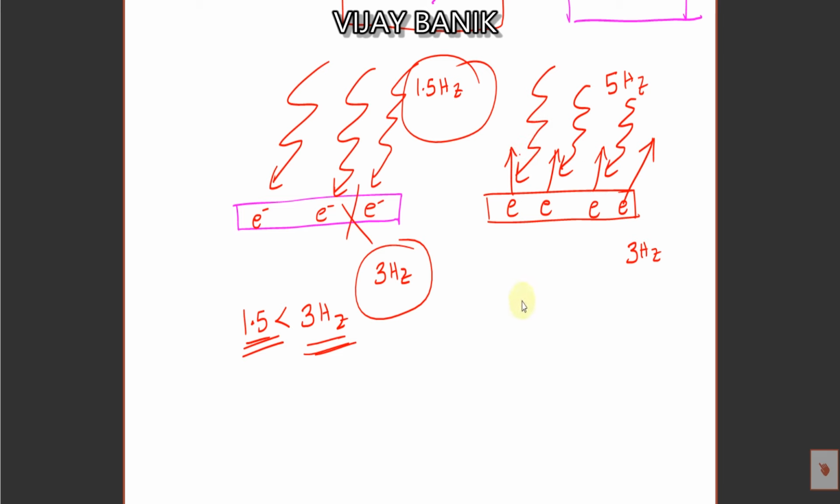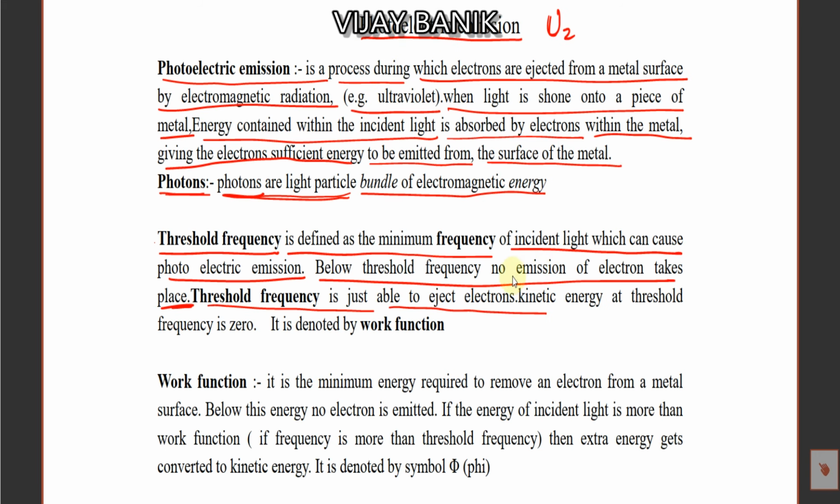So remember, threshold frequency is the minimum frequency of light below which no emission of electrons takes place. If you have a limit of threshold frequency, you have to have light which is equal to it or more than it. Even if you shine light of 3 hertz, the electron will get ejected. If you do 4 hertz, definitely ejected. 5 hertz, 6 hertz, 100 hertz, the electron will get ejected. But below 3 hertz, no. Because 3 hertz is the threshold frequency, and below threshold frequency, no emission of electrons takes place.